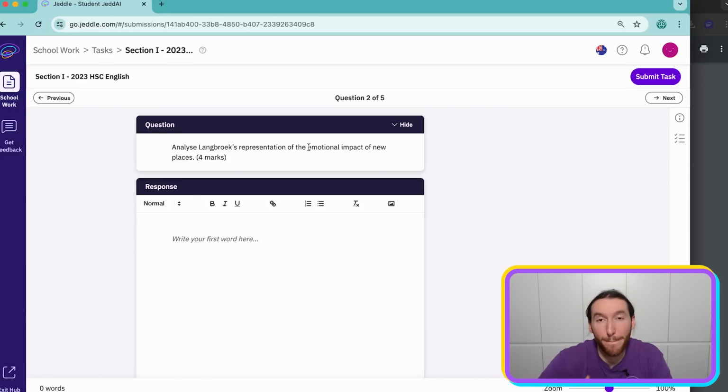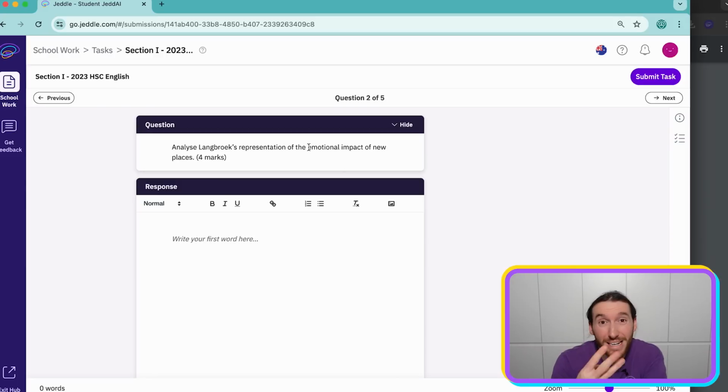Keyword of this question was emotional impact relating to new places. But I really want to dig deep into the emotional impact. What is the emotion? What is the impact? What's the extent of the impact? Why is it important that there is an impact? Why is there an impact in the first place? They're the things to unpack so that you're not repeating yourself in every sentence of analysis.